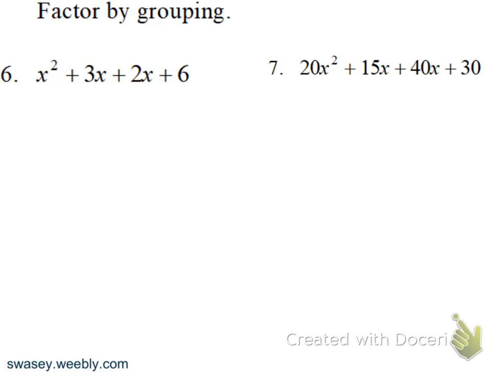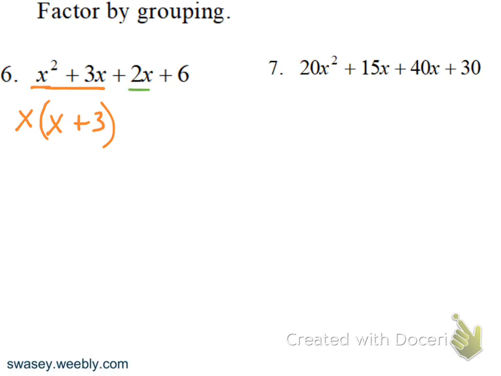All right, here we're going to try to factor by grouping. You should technically look for greatest common factor first. On number 6, the greatest common factor is 1. Now we're going to group the first two together and factor it out. So we see an x in common. So we'll divide each term by x. x squared divided by x is x. 3x divided by x is 3.